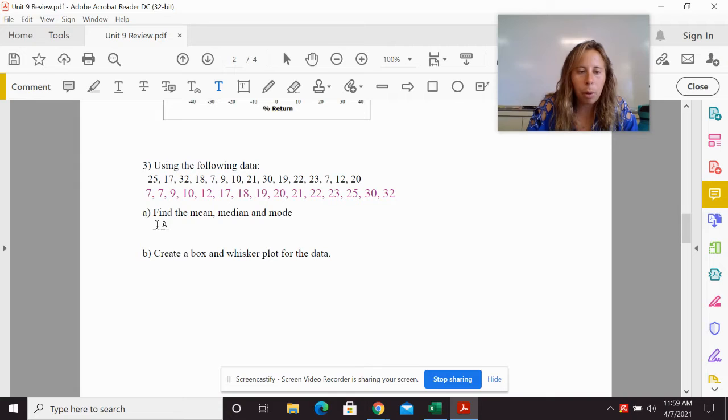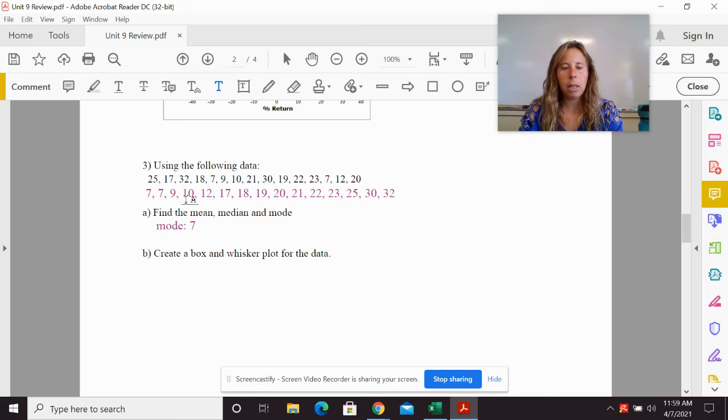I'm going to actually do the mode first. The mode is just whichever number appears the most. Which number appears the most frequently? Okay, let's see, I have 2 7s. I think I only have 1 of everything else. So I have 2 7s and 1 of everything else, so your mode is 7. That's all the mode means.